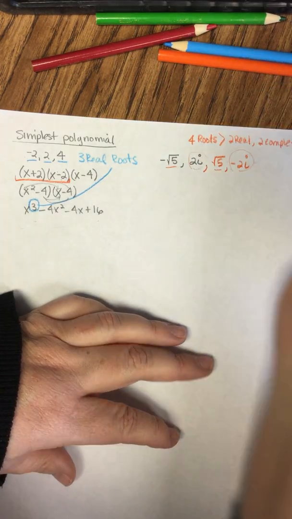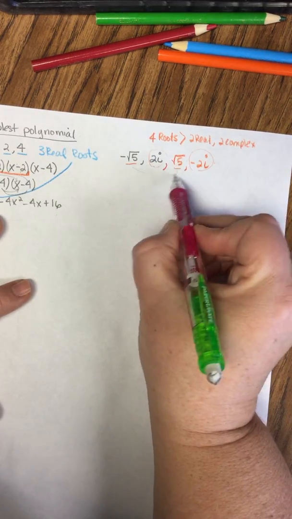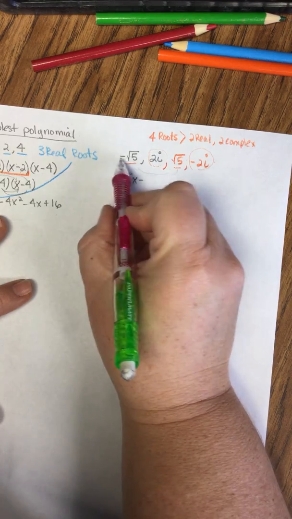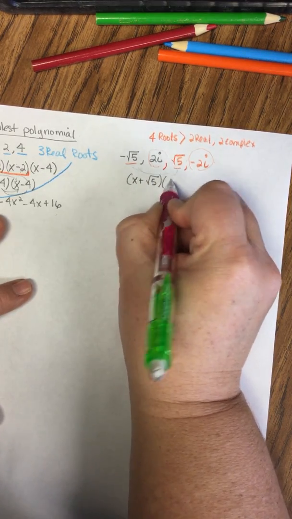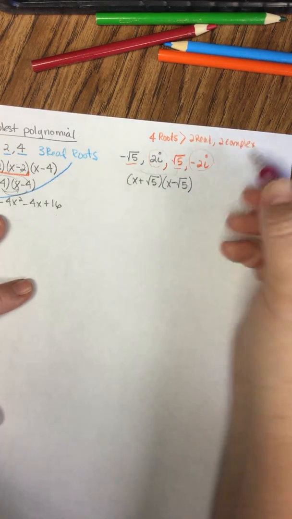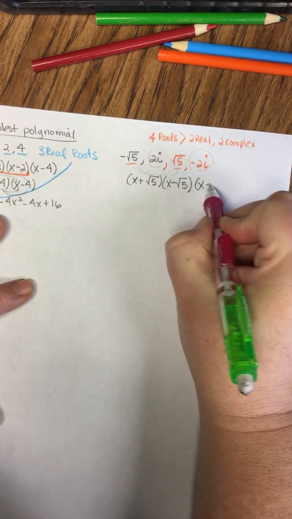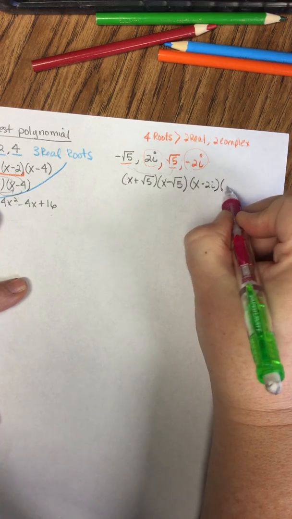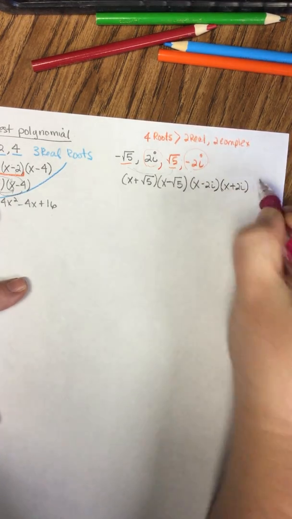All right, so we're going to get our simplest polynomial. I'm going to pair up our like ones. So I have x minus a negative becomes positive, root 5. Minus a positive just leaves it as a negative. And then I'm going to have x minus a positive makes it minus 2i. And x minus a negative makes it a positive, so x plus 2i.